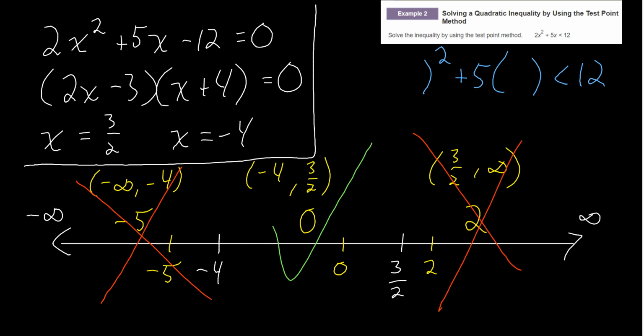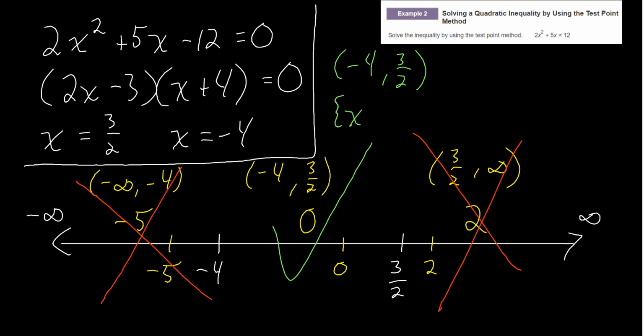So with that said, what is my solution here? My solution is only going to be that middle interval. We can write this in one of two ways. We can write this in interval notation, which would be simply rewriting this: -4 to 3 halves. Or if I want to put this in set builder notation, we can say this as x such that x is between -4 and 3 halves.